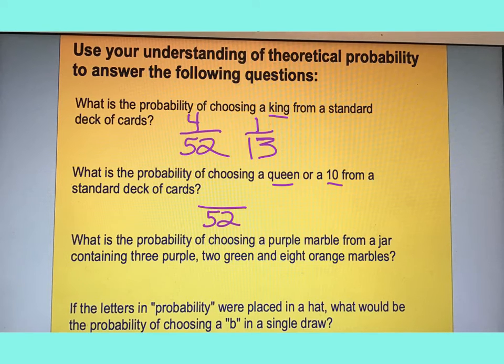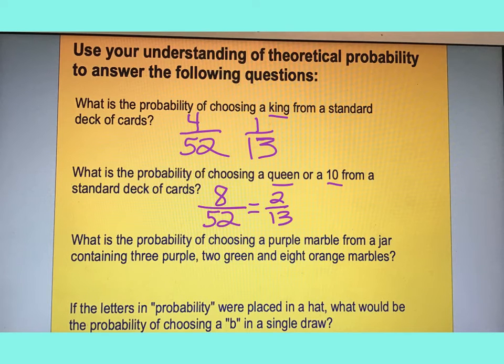So you can get either one. So 4 queens and 4 tens would be 8 different cards, 4 being the queens and 4 being the tens. You can see those are even numbers, so we are going to reduce that. You can plug that in your calculator and it will reduce to 2/13.